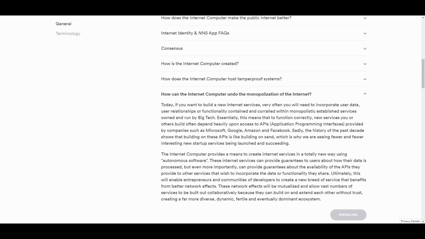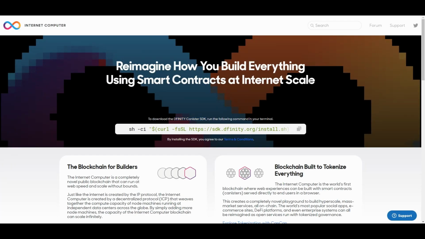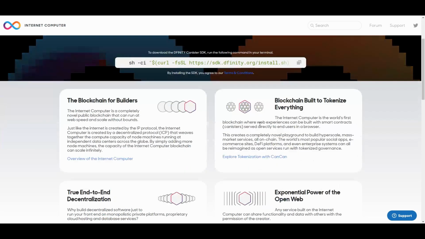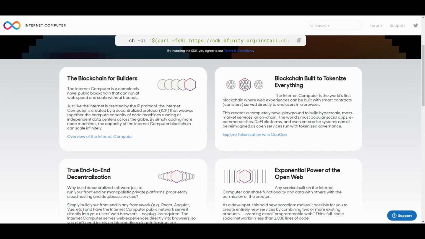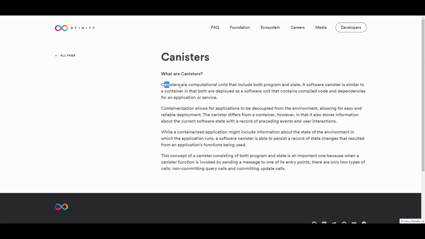Developers who would like to use ICP will need to download the Canister SDK and write their code in any programming language and compile to WebAssembly canisters. Canisters are computational units that include both program and state. A software canister is similar to a container in that both are deployed as a software unit that contains compiled code and dependencies for an application or service. So think of these canisters as smart contracts.